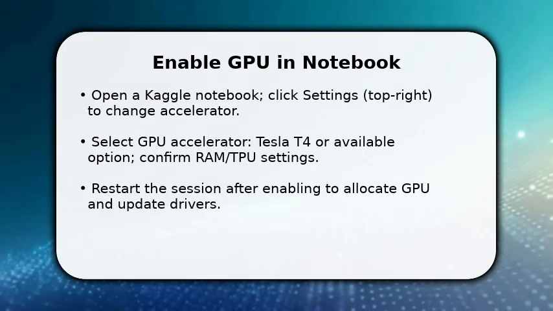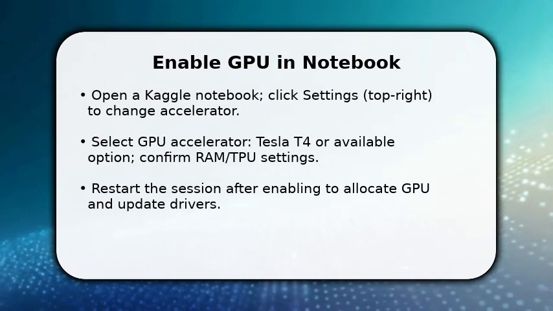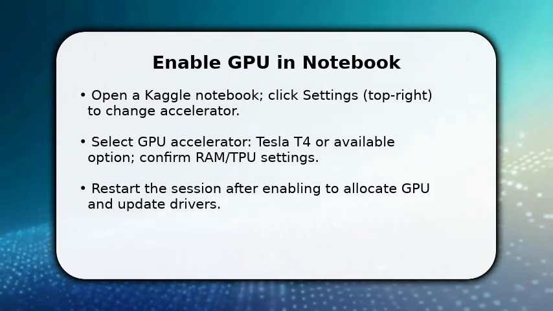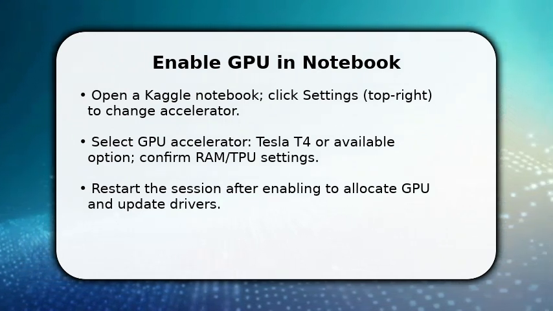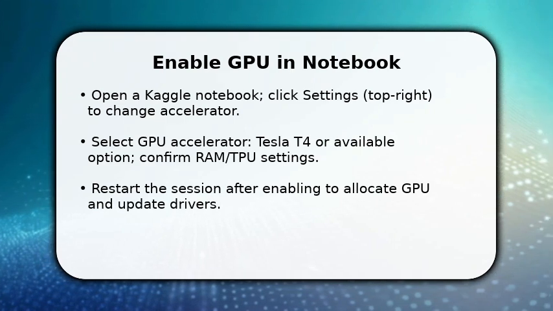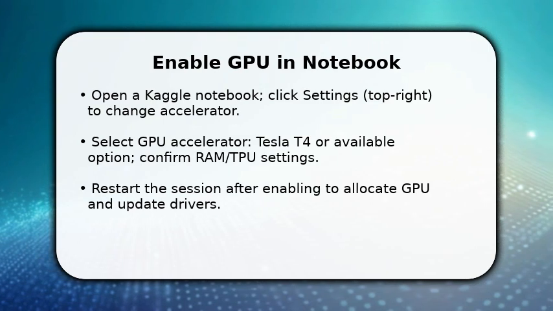Enjoy the video. You start by enabling the GPU in the notebook settings so the instance will allocate a GPU device. Click Settings, choose the GPU accelerator option, then save and restart the session. This forces the environment to provision the hardware. You do this first because the kernel must boot with the GPU assigned.